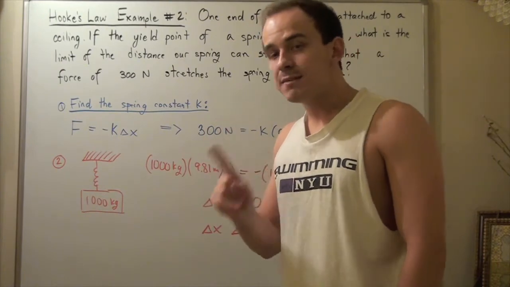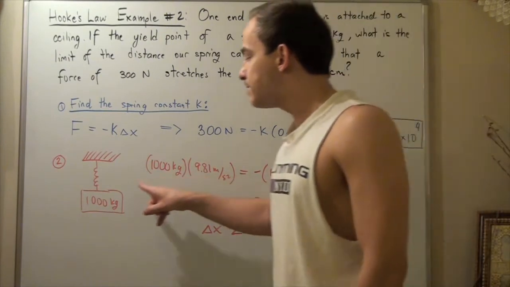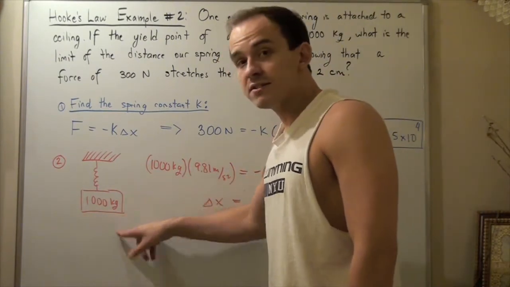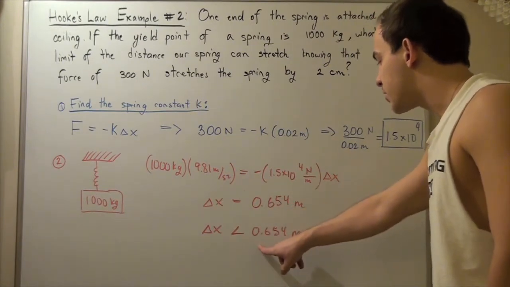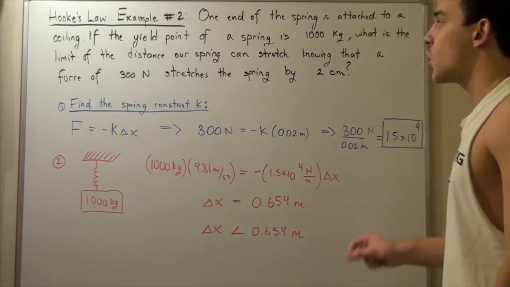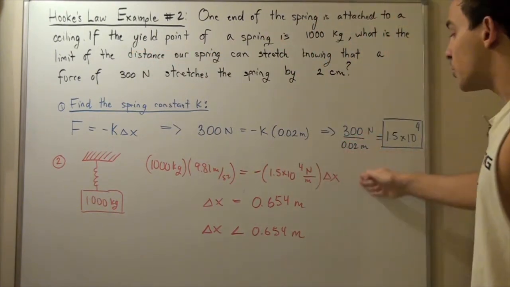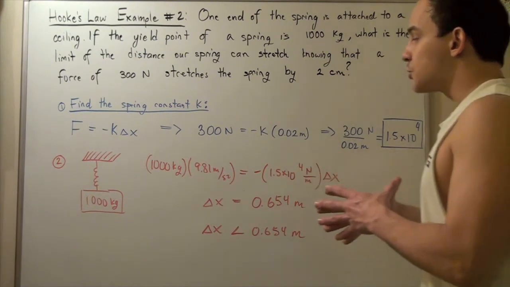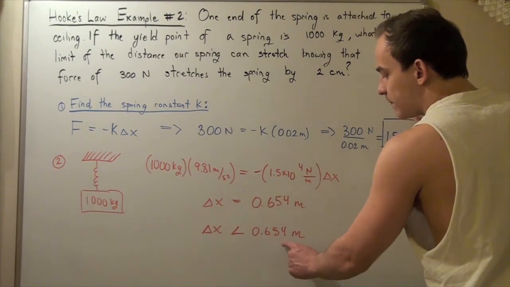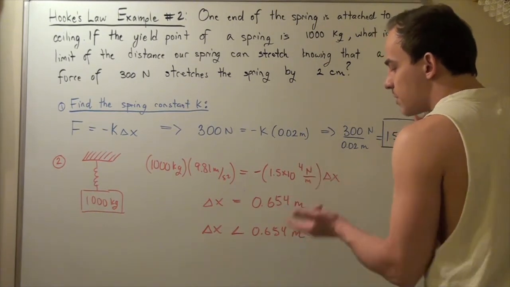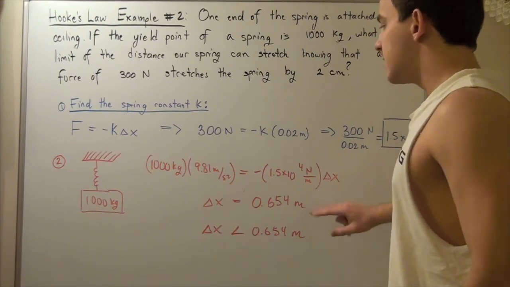But that mass has to be less than this mass. So if that mass is less than 1,000 kilograms, the distance will also be less than 0.654 meters. So the maximum distance that our spring can stretch before actually reaching the yield point has to be less than 0.654. So it could be 0.653, 0.652, and so on. But it has to be less than this amount.